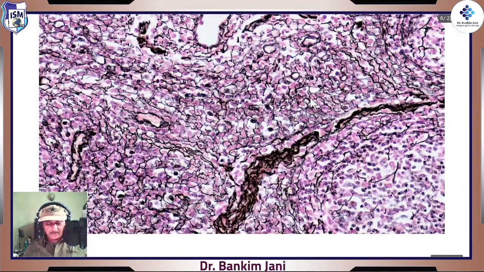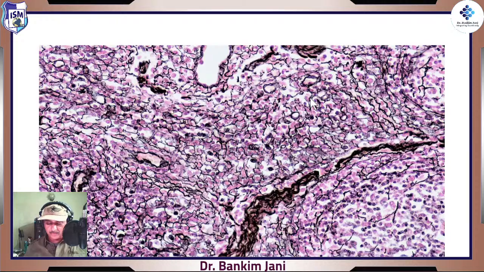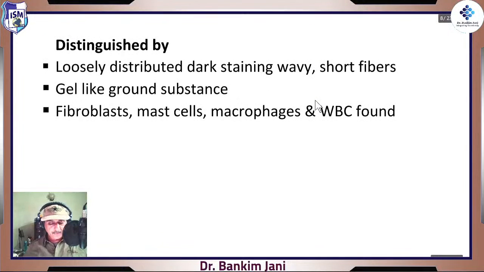See how irregular, completely irregular. None of them are regular, right? See all this? They are the irregular fibers, distinguished by loosely distributed, dark staining, wavy, short fibers. Yeah, but we understood that. They are short, they are irregular. Gel-like ground substance. Now comes fibroblasts.